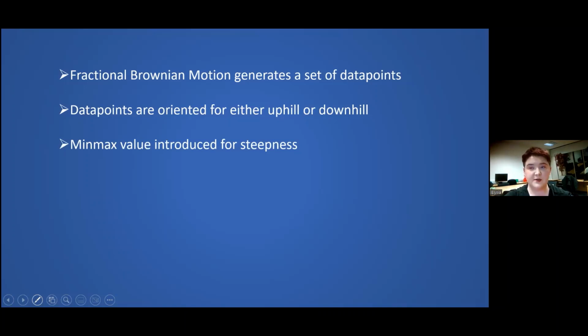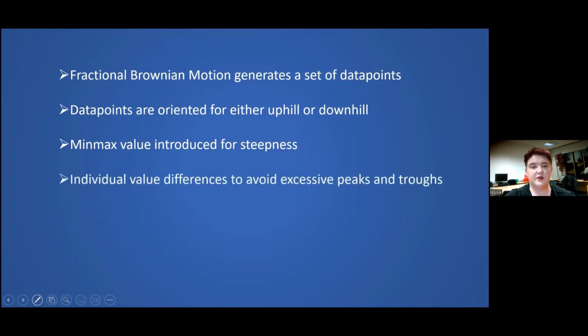The larger the difference between the maximum and the minimum values, the steeper the incline or decline. Similarly, the smaller the difference, obviously the less steep the incline or decline. Following from that, the method will then look at the individual points between them.